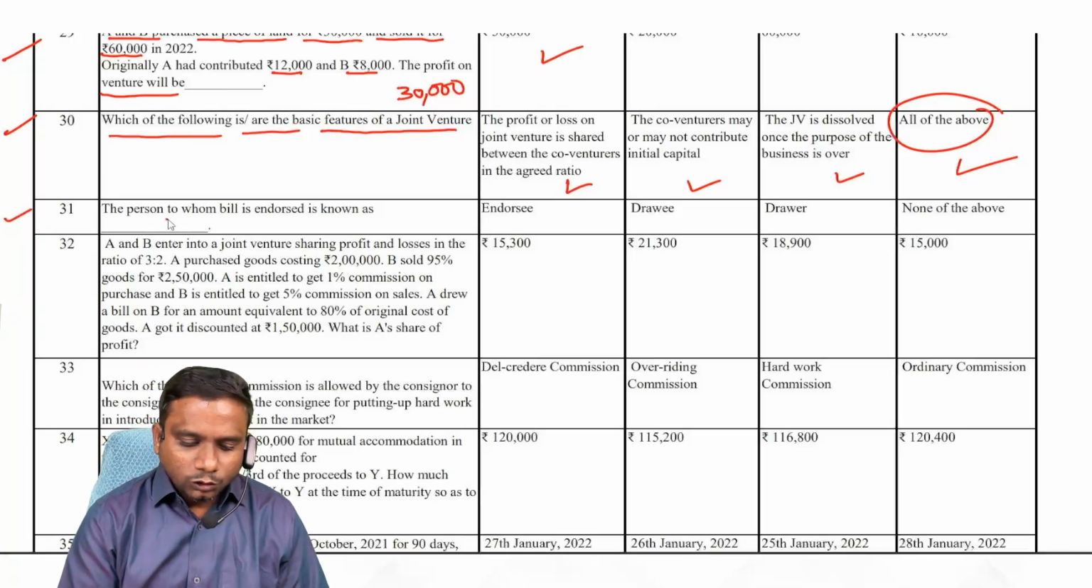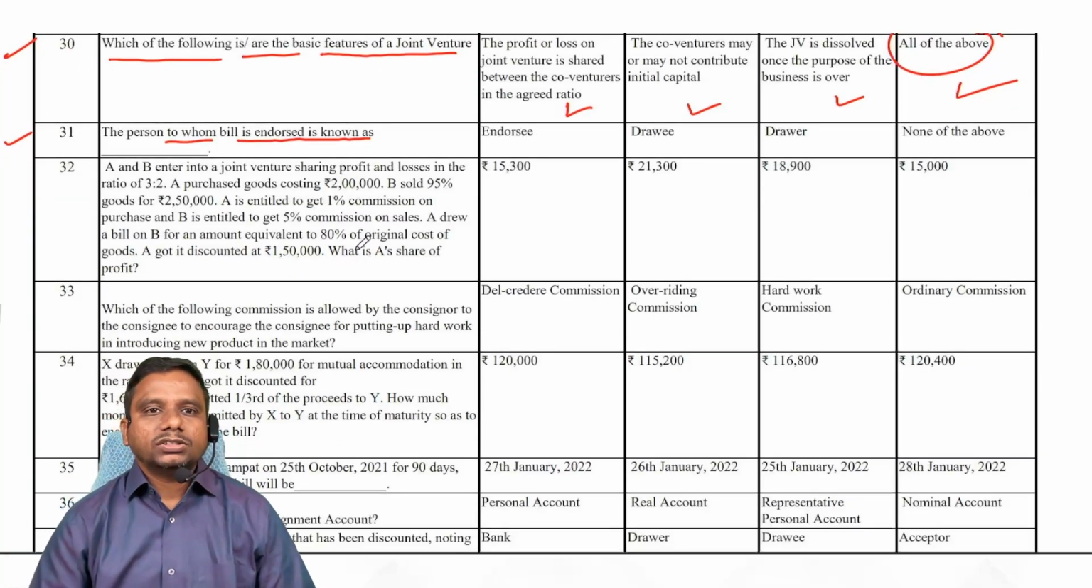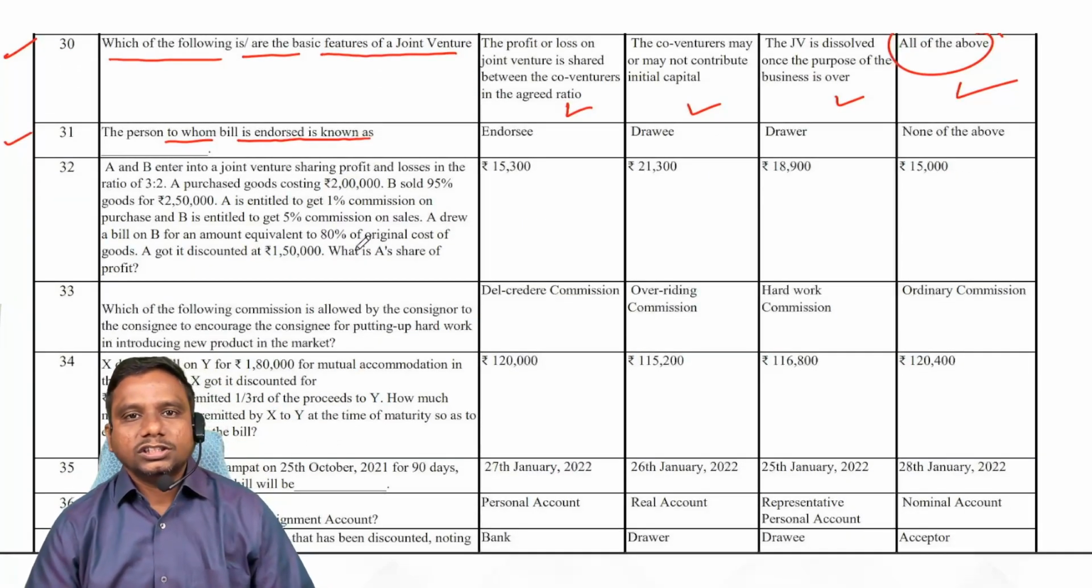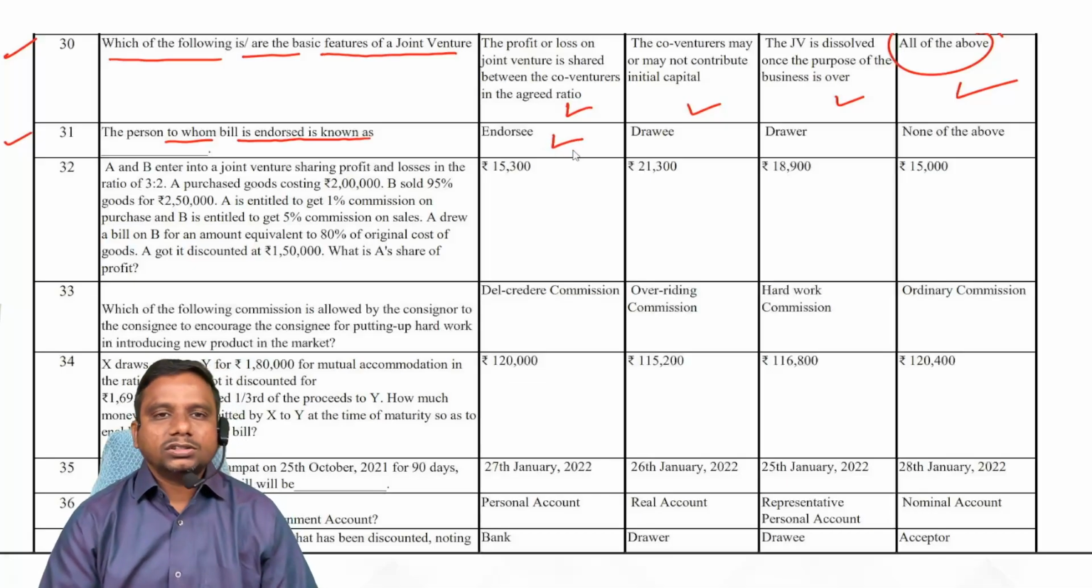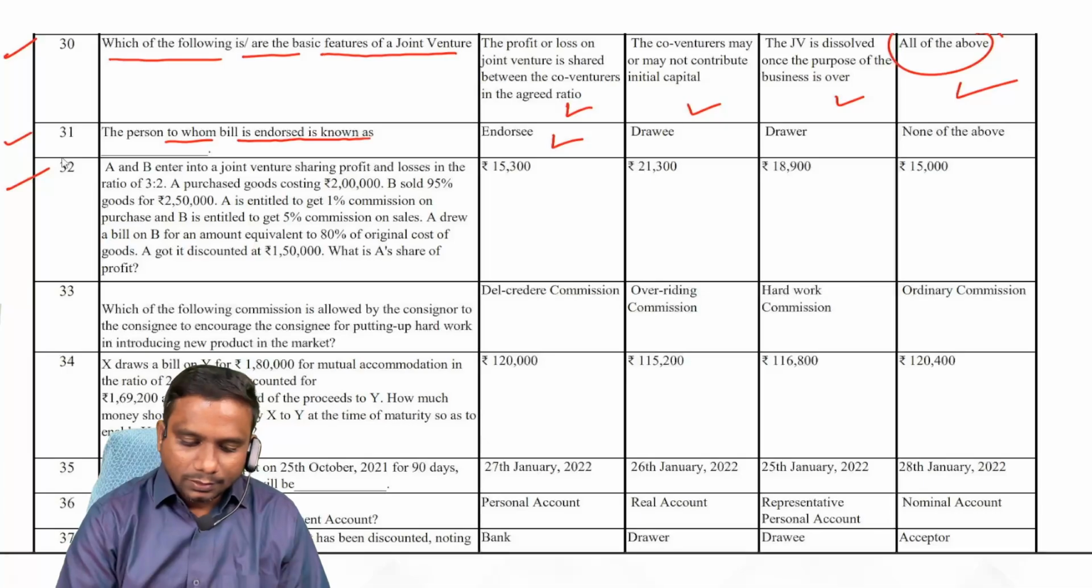Next one. The person to whom the bill is endorsed is known as the endorsee, and the person who is endorsing the bill is known as the endorser. Yes or no, students? Next.